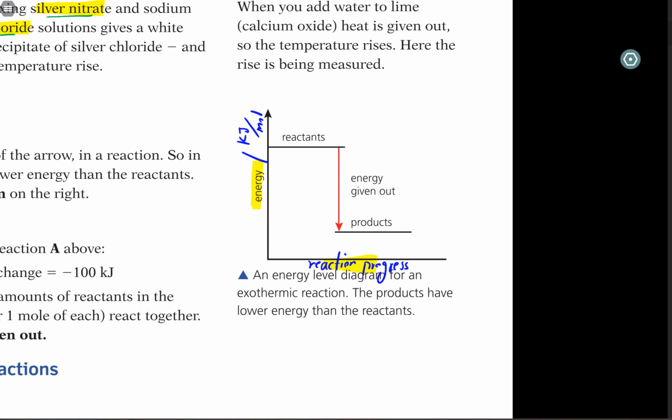On page 77, you have the energy level diagram for an exothermic reaction. You can see that the energy level of the products is less than the energy level of the reactants, and that difference is the amount of energy which is given out during the chemical reaction. And the y-axis is energy and the unit is kilojoule per mole. The x-axis is reaction progress or extent of the reaction, or we can say it's the time.